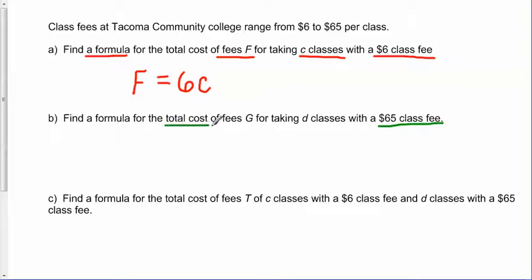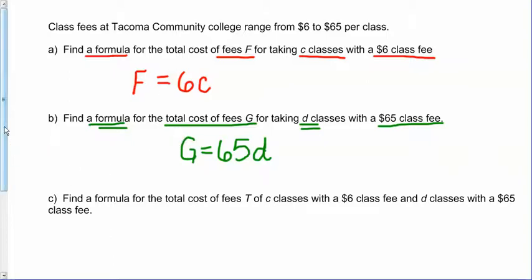So now we want to find the total cost of fees. And notice that we're giving it a different variable this time. Up here, we were talking about the total cost of fees as F, but now we're talking about it as G. And again, we're looking for a formula, so we know we're looking for an equation. So what would the total cost of fees G be if I was taking D classes with a $65 class fee? Well, if D is the number of classes, it would be $65 for each one of those classes. And if I'm taking D classes, it would get multiplied by D to give me the total cost of the fees. So there are my first two formulas.